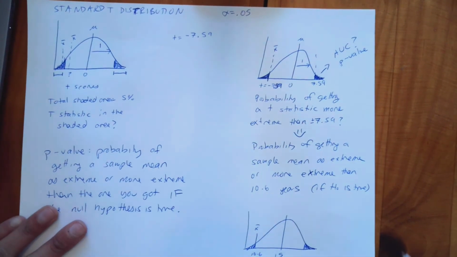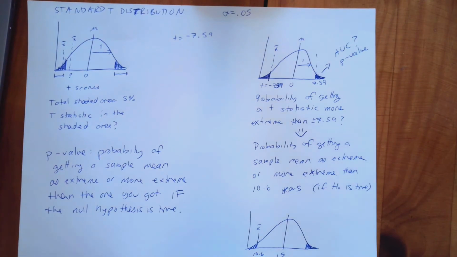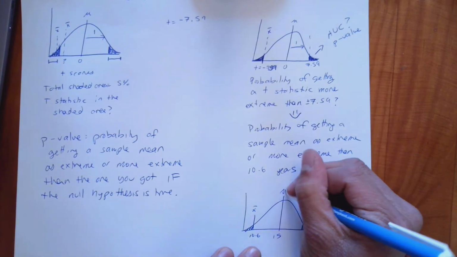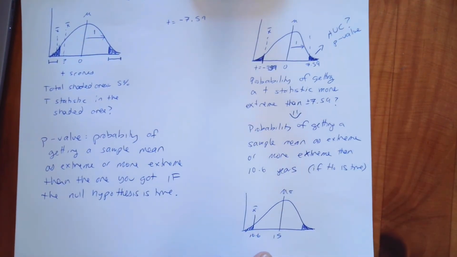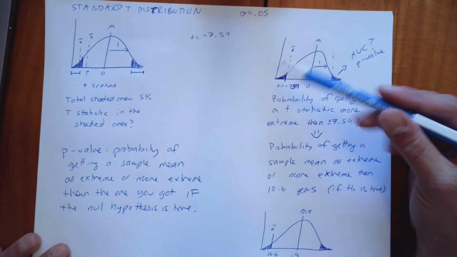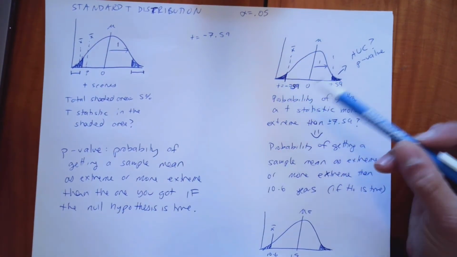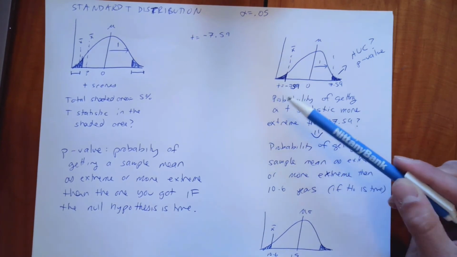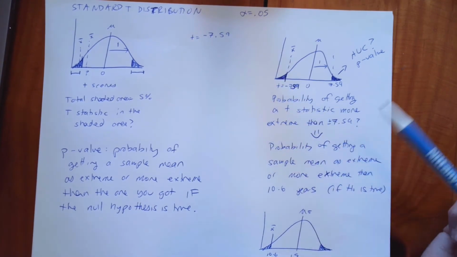Because remember, this whole graph that we have here is based on this starting idea that the null hypothesis is true and the true population mean is 15. So that was our starting point. Everything else we're doing is conditional on this null hypothesis being true. So with that in mind, once we calculate the test statistic, we can find the probability of getting a sample mean that is as extreme or more extreme than the one we got in this world where the null hypothesis is true.